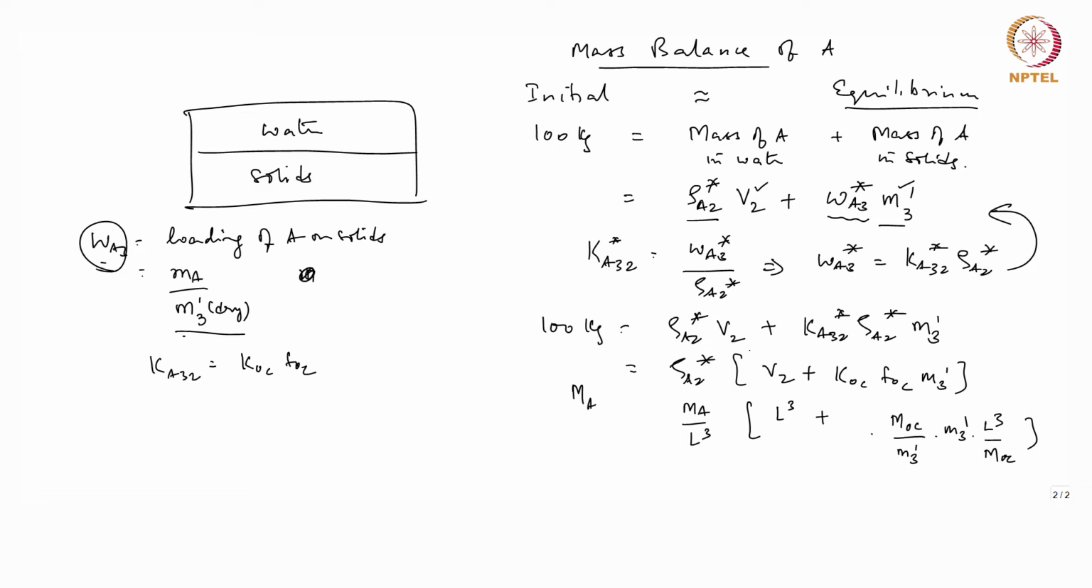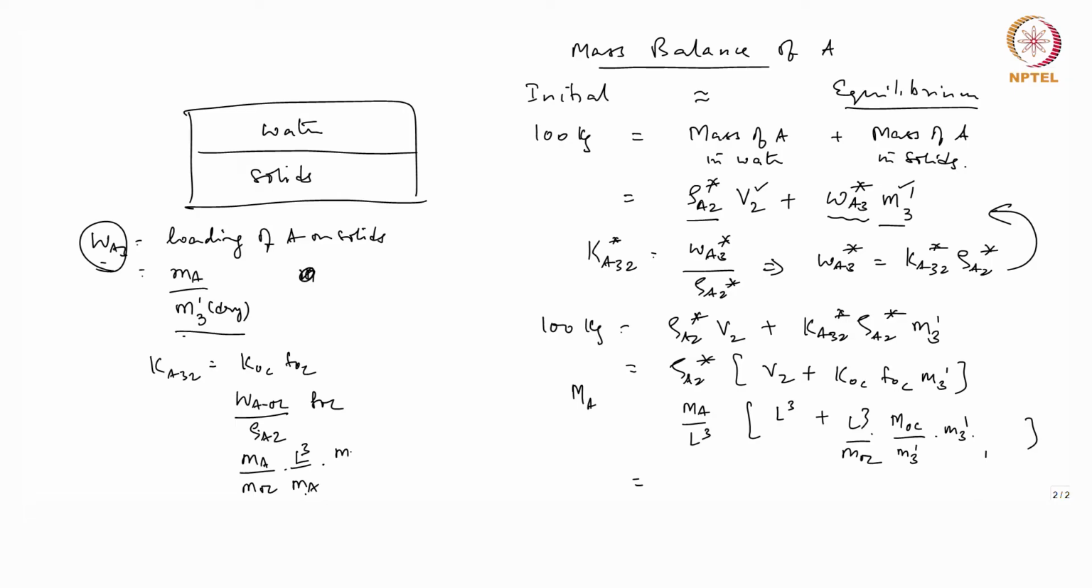So, now if you look at the units here, this is L cubed, volume is L cubed, KOC is L cubed by MOC. If you go back to the definition of KOC, the KOC is WAOC divided by rho A2. This is the definition of KOC, if you recall our discussion on FOC. So, WAOC is M of A divided by MOC, and the denominator is the concentration, M of A by L cubed.